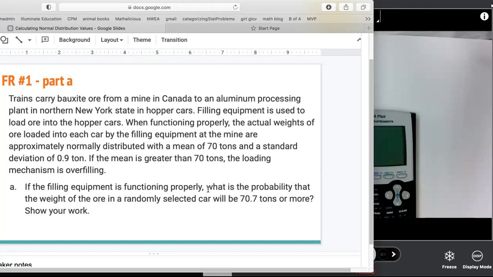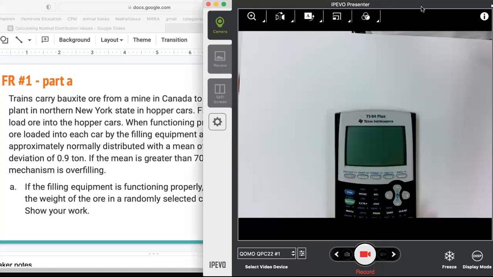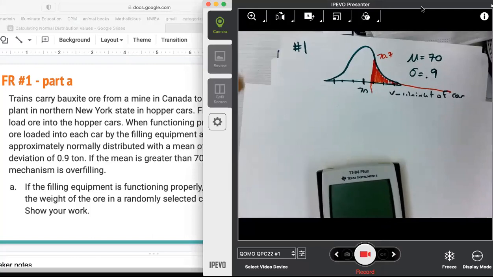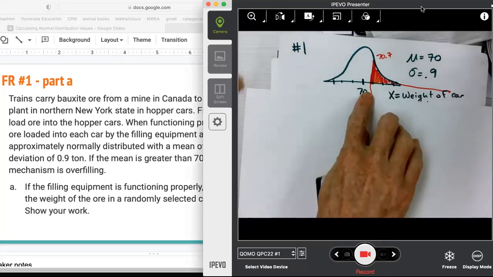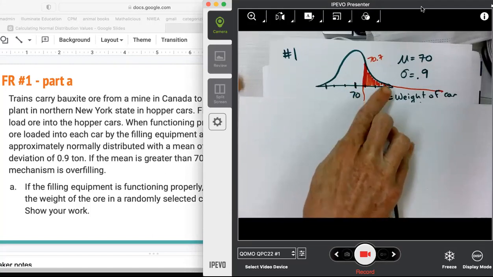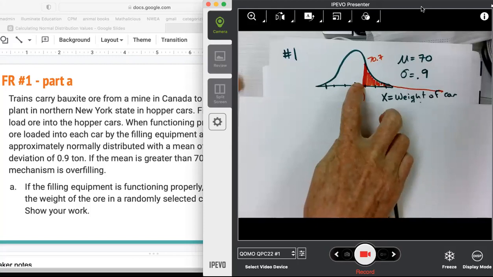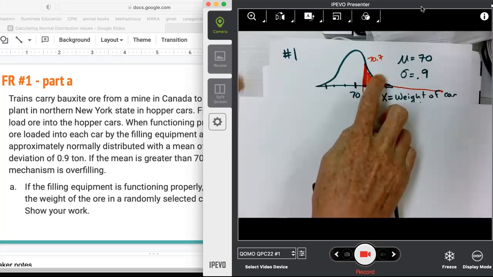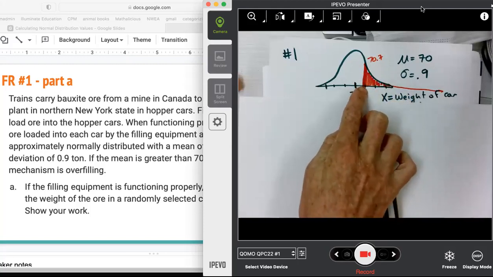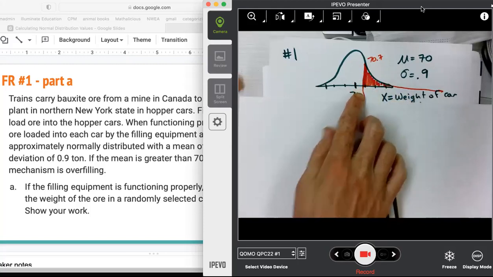The filling equipment is functioning properly. What is the probability that the weight of the ore in a randomly selected car will be 70.7 tons or more? And it says show your work. When you come to a problem like this, I always start by drawing my information. I know that the mean is 70, so I draw my curve. This is acting as my work right here, showing this 70. Standard deviation is 0.9, and I would count 1, 2, 3 standard deviations above. I locate my value of interest on this curve, which is just under 1 standard deviation.